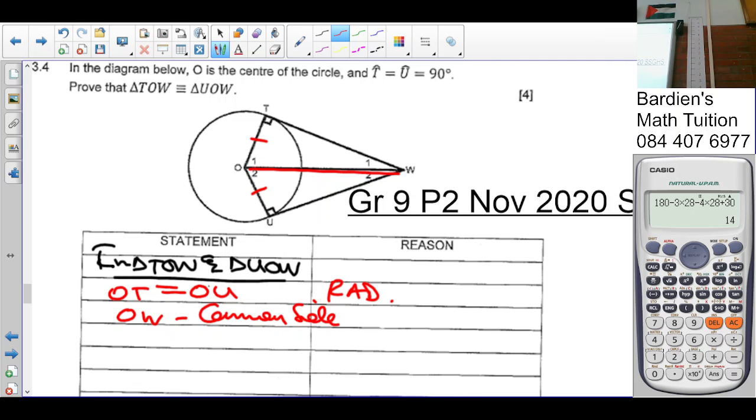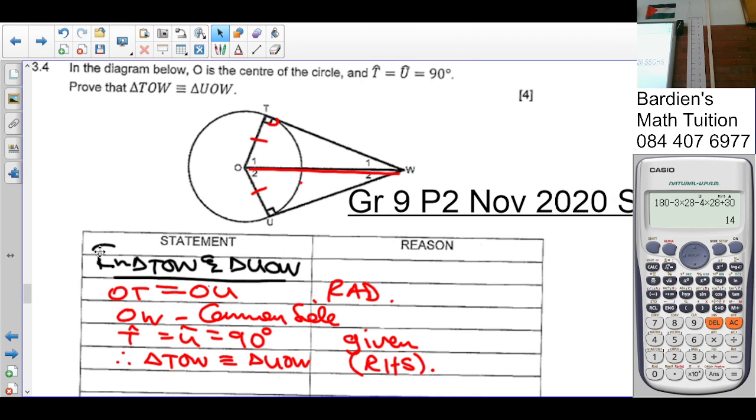Angle T is equal to angle U, which is equal to 90. What's your reason here? Given. That's all. Therefore, triangle TOW is congruent with triangle UOW. Why? We use 90 and the hypotenuse, so it's going to be RHS. Okay.